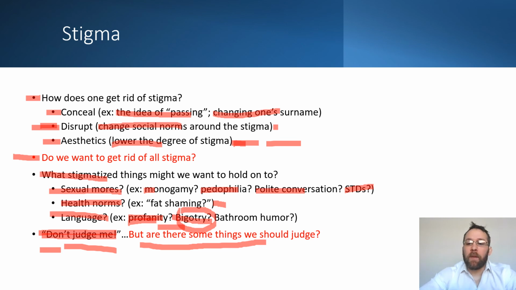We still stigmatize them. Obviously, with immutable characteristics, people can't change them. So that might be more of a conversation of making sure that we disrupt those social norms and say, look, these are immutable characteristics and we should get rid of stigma around them, so that people are welcomed into society for things that are abnormal, for things that they can't control.